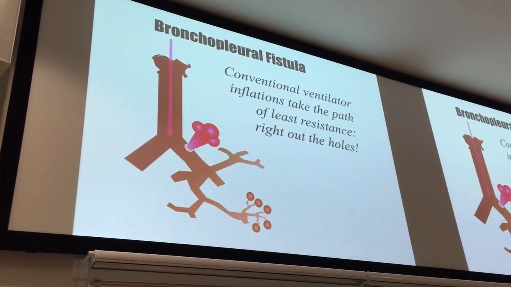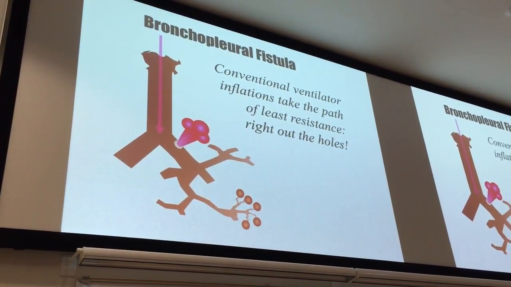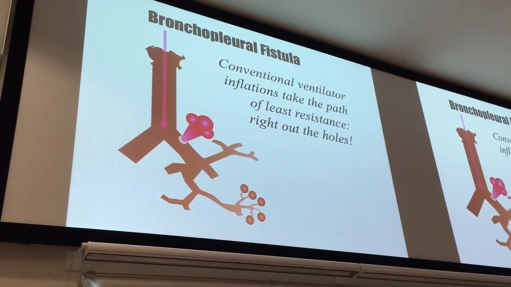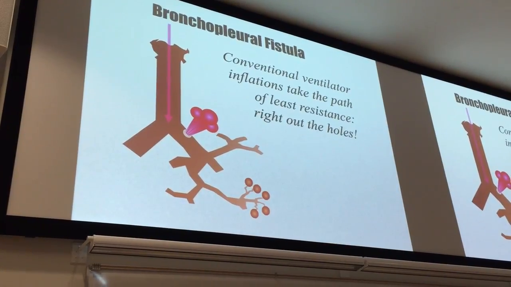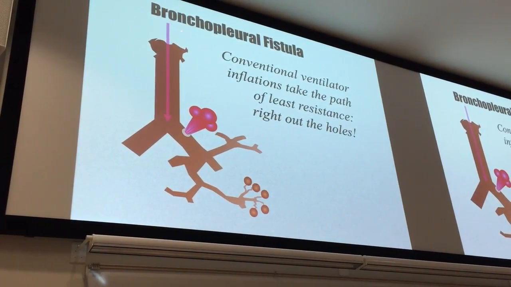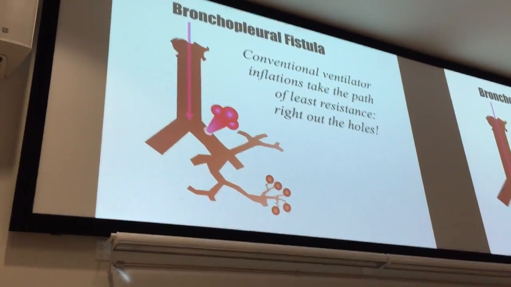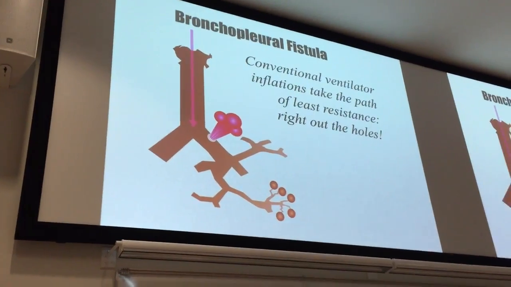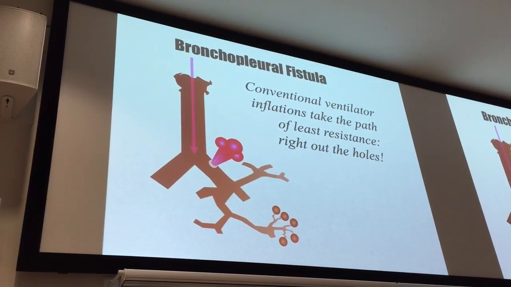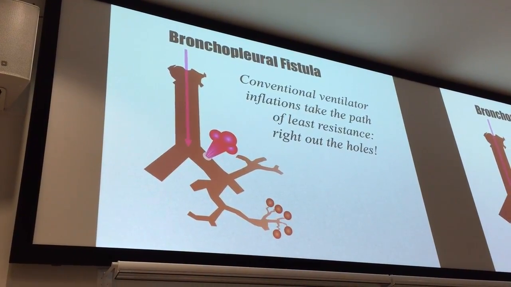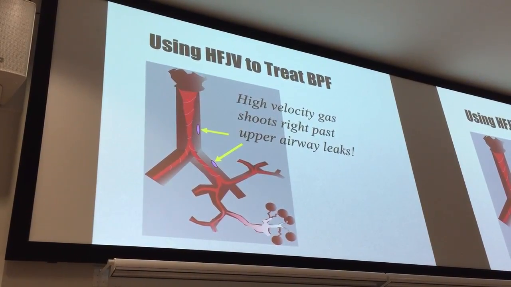So why does high frequency, again, this is Evan's artistry, seem to work for air leak, whether it be in the larger airways as illustrated here, or in the smaller peripheral airways? Well, with conventional ventilation, pressure is distributed throughout the tracheobronchial tree, and it's applied in all directions. The pressure in here goes every which way. So when you have a rent in the airway, the gas will take the path of least resistance, which typically is out the hole.